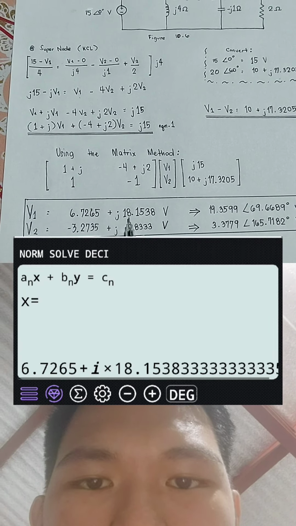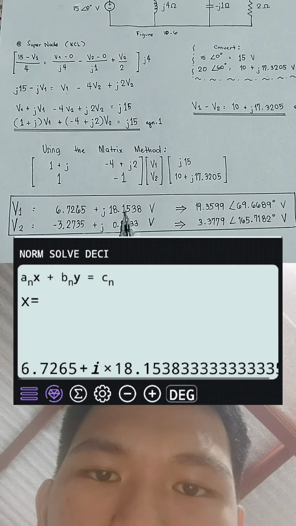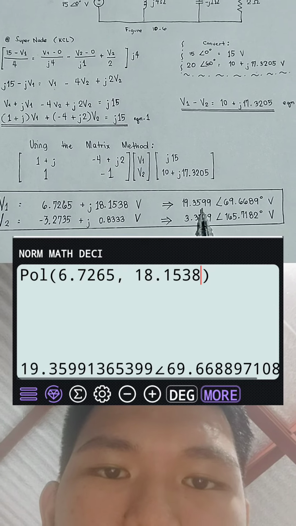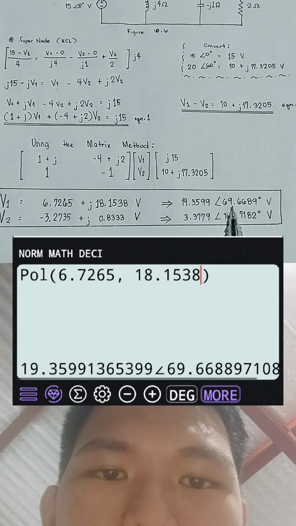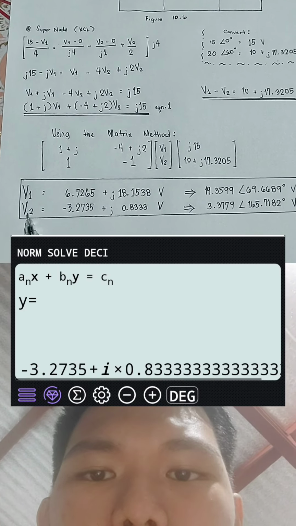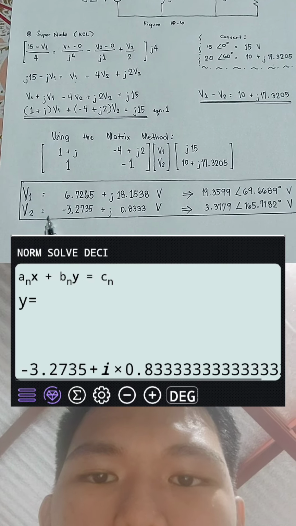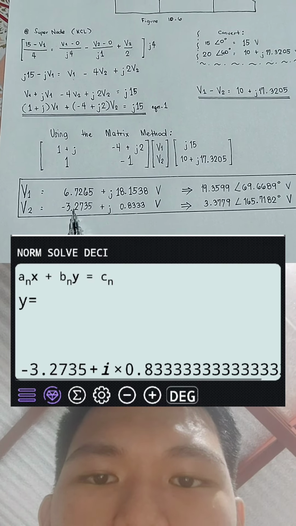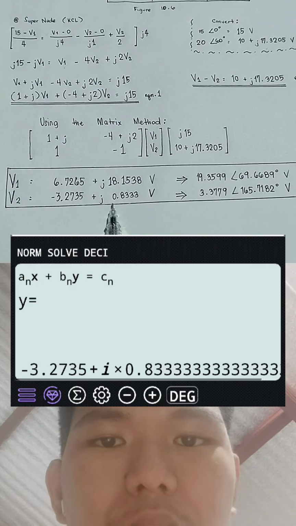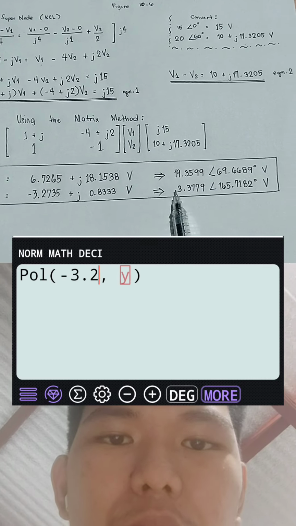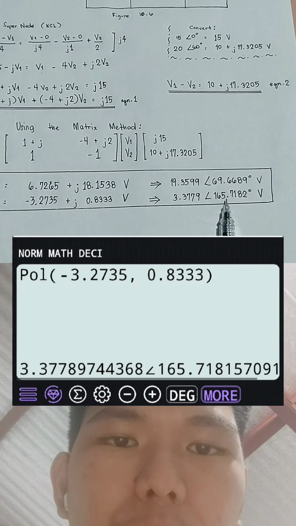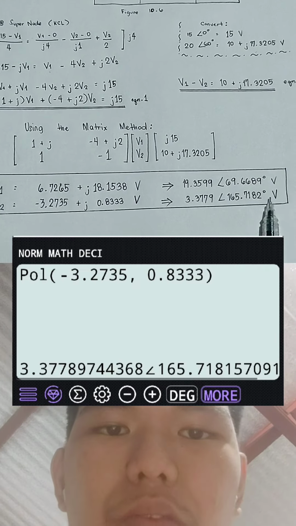6.7265 plus j18.1538 volts, or in polar form 19.3599 ∠ 69.6689 degrees volts. For our y variable, V2, is equal to negative 3.2735 plus j0.8333 volts. In polar form, 3.3779 ∠ 165.7182 degrees volts.